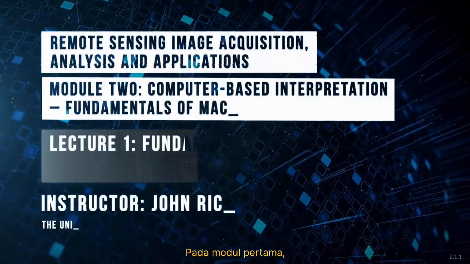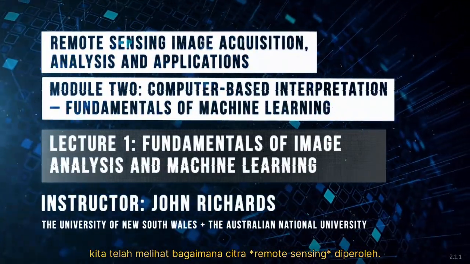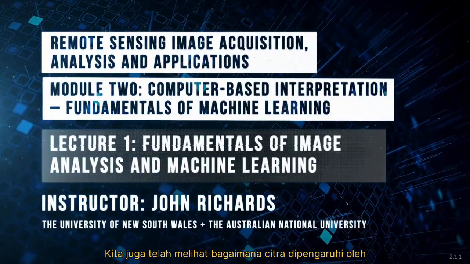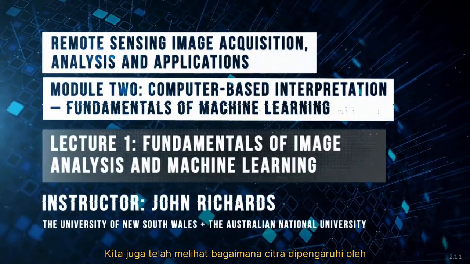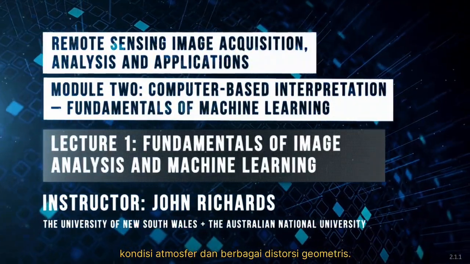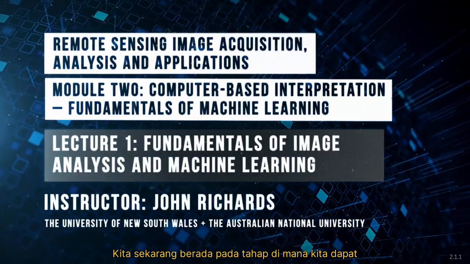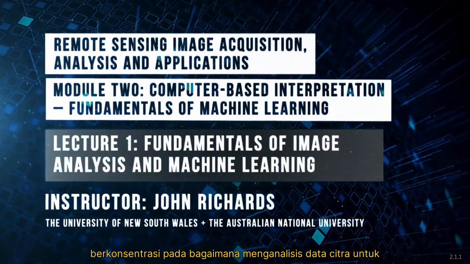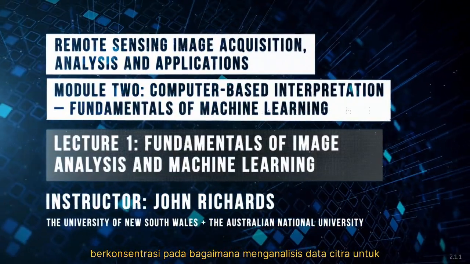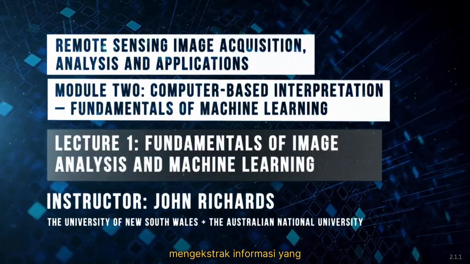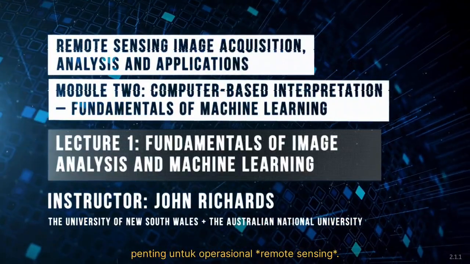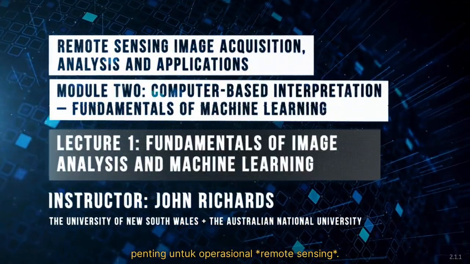In the first module, we looked at how remote sensing imagery is acquired. We also looked at how the imagery is affected by atmospheric conditions and various geometric distortions. We are now at the stage where we can concentrate on how to analyze the image data in order to extract information of importance to operational remote sensing.